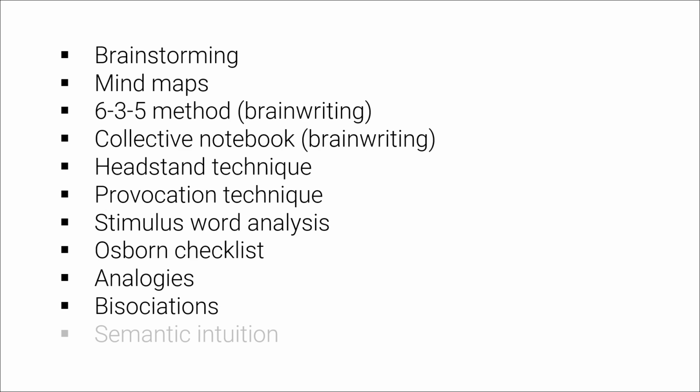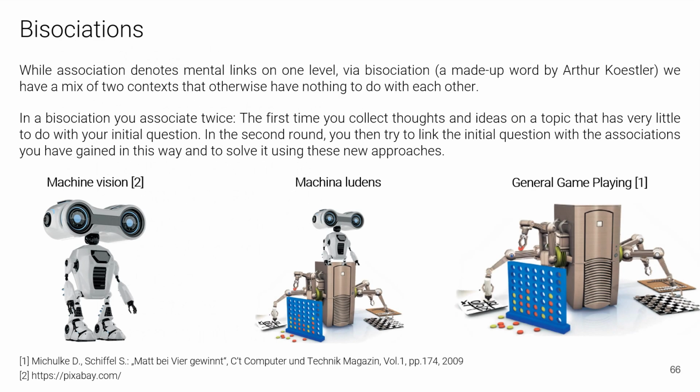Let's move on to another technique called bisociation. In bisociation, two or more contexts are brought together. The contexts don't have to have much to do with the original question at first. Only in the second round, when we combine these things and try to bring things together, can we possibly identify a solution. Here we see machine vision as an example. A robot recognizes things in the world and makes action decisions. On the right, we see an artificial intelligence that, given a formal description of a game, can in principle play all games. This scientific branch of AI is also called general game playing.